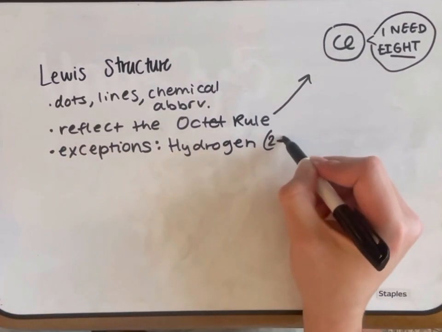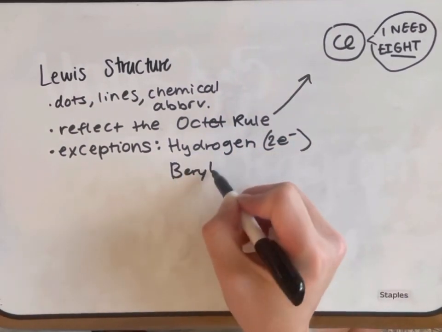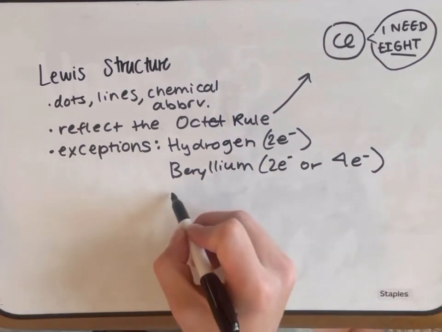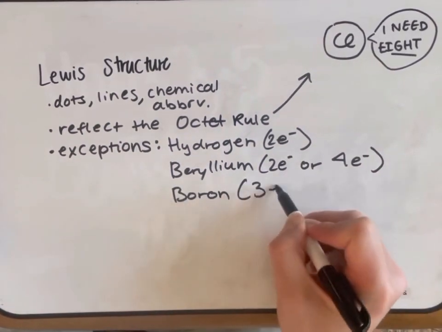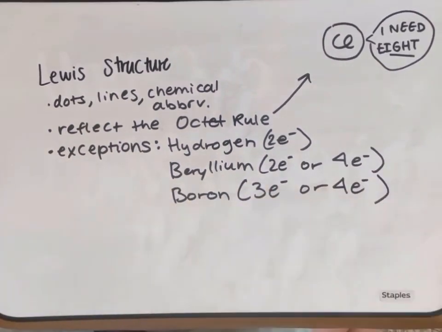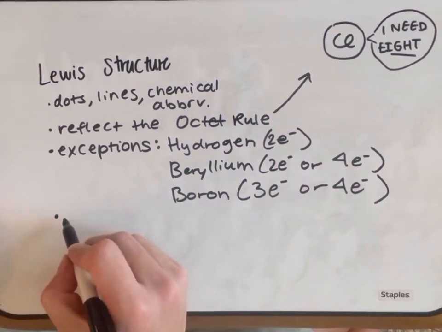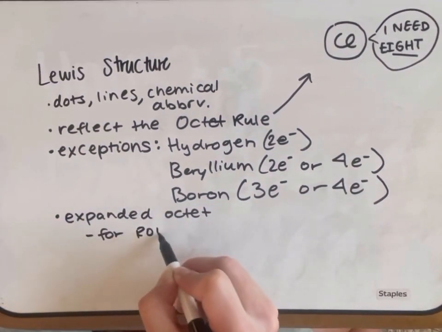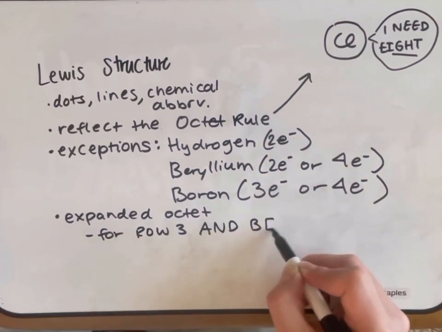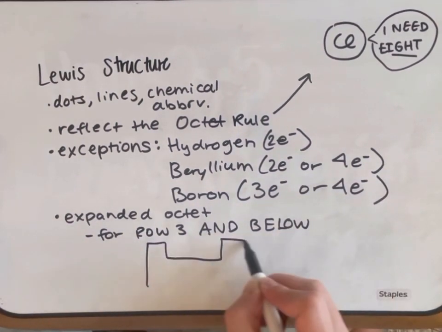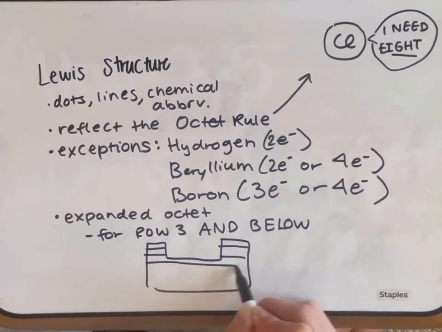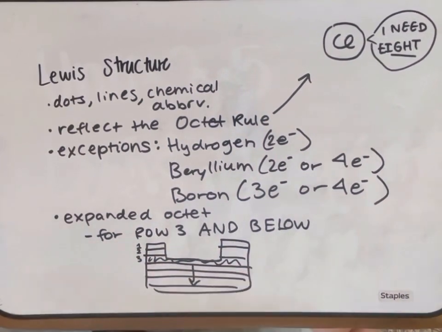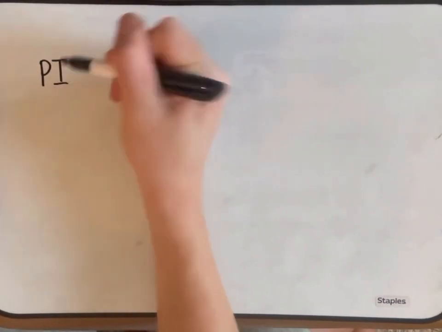Hydrogen, for one, only needs 2 electrons. Beryllium only needs 2 electrons, or can hold 4 electrons. And boron only needs 3 electrons, but can hold 4 electrons. But then we can also talk about the expanded octet, which we'll expand on in a little bit. So for row 3 and below on the periodic table, they can actually hold more than 8 in their empty shells. So we'll talk about that a little more.